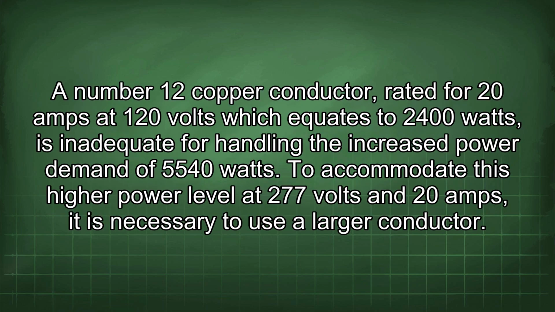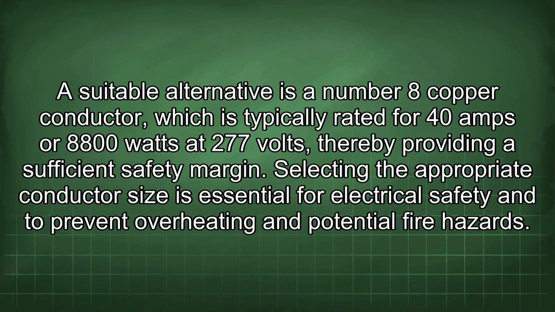5,540 watts. A number 12 copper conductor, rated for 20 amps at 120 volts, which equates to 2400 watts, is inadequate for handling the increased power demand of 5,540 watts. To accommodate this high power level at 277 volts and 20 amps, it is necessary to use a larger conductor. A suitable alternative is a number 8 copper conductor, which is typically rated for 40 amps or 8,800 watts at 277 volts, thereby providing a sufficient safety margin.